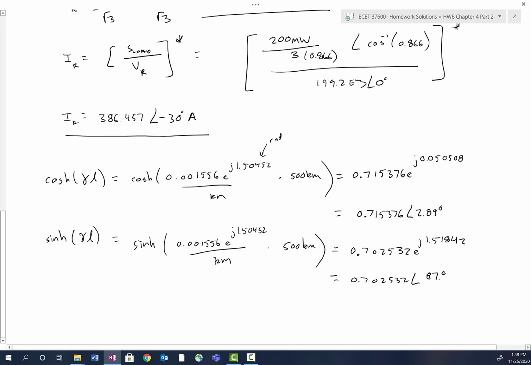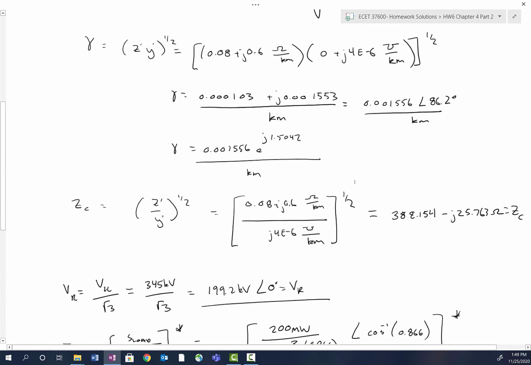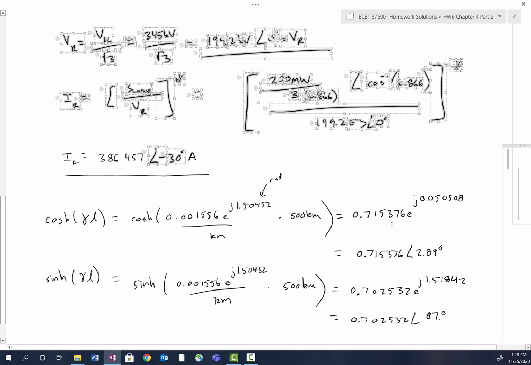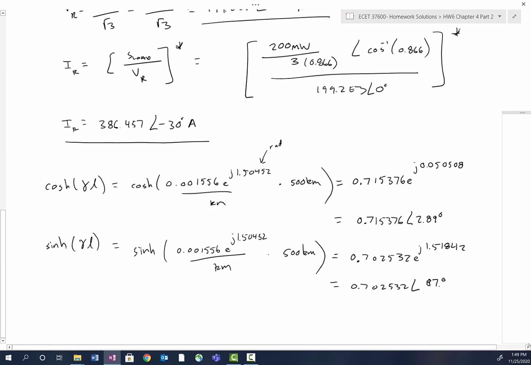So now we've got sinh of gamma L and cosh of gamma L. Excellent. Now what we want to do is finally get around to these two equations that we started with, these two right here. So I'll Control C, Control V those just to save my life a little bit of work, although my mouse is freaking out. I don't know what is going on.